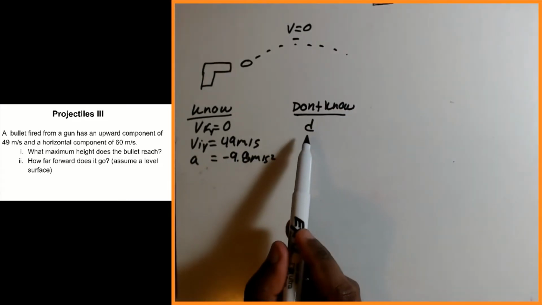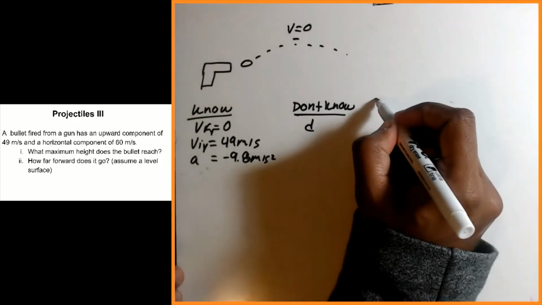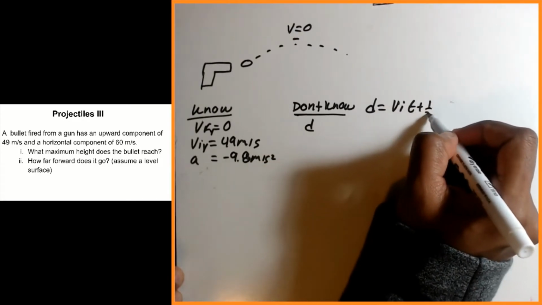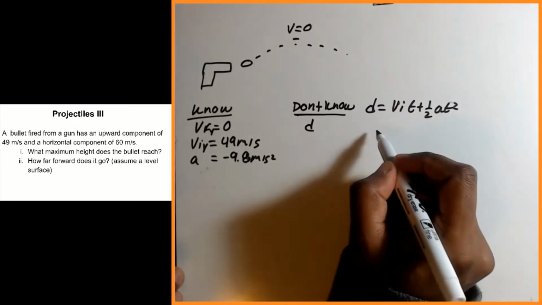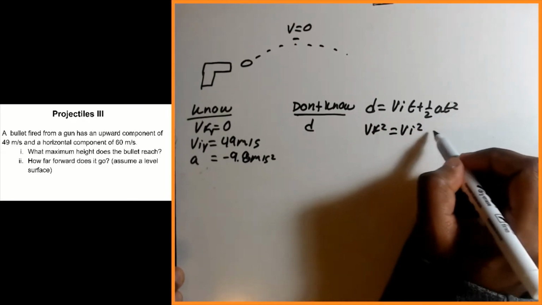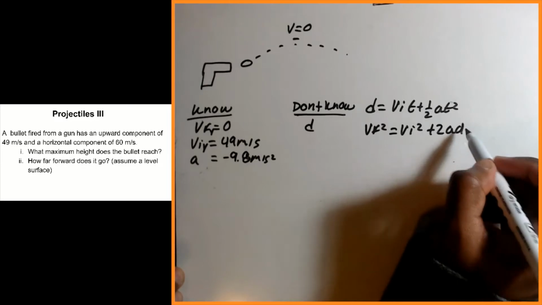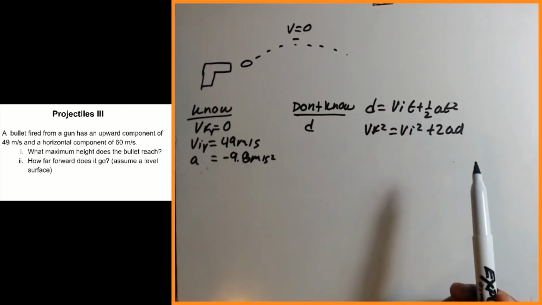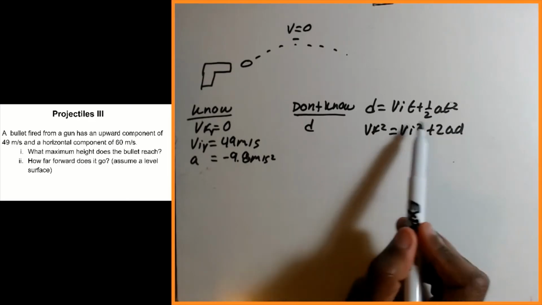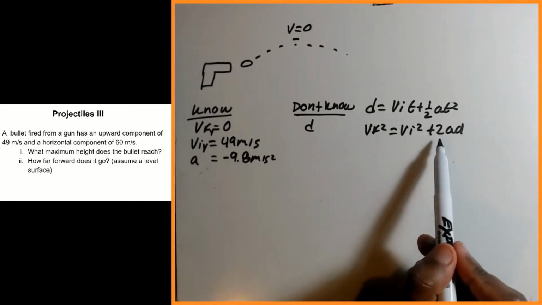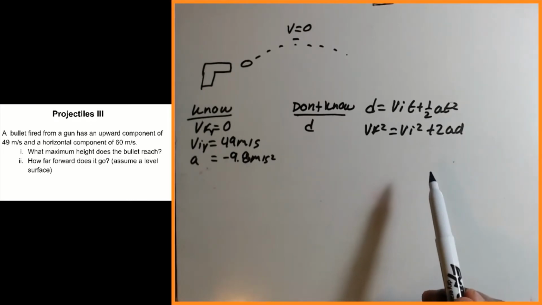So since you're trying to find distance, you want to look for formulas that have distance in them. This includes d equals v_i t plus 1/2 a t squared, and also v_f squared equals v_i squared plus 2ad. The first one isn't very good to use because we don't know time, but this one looks like what we want to use, because we have v_f, v_i, and acceleration.